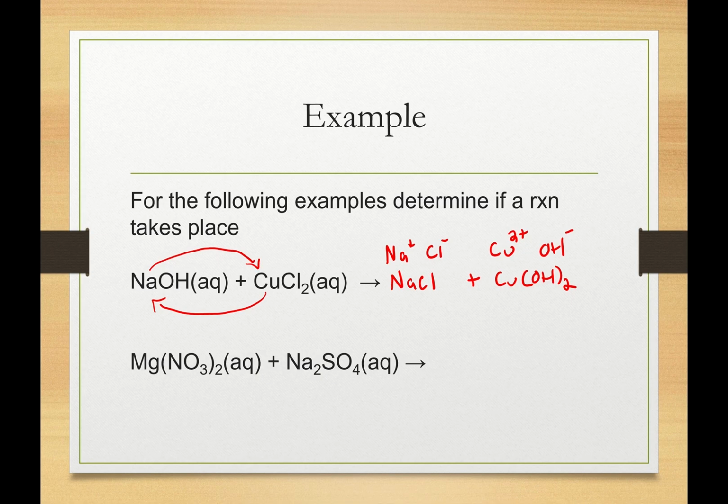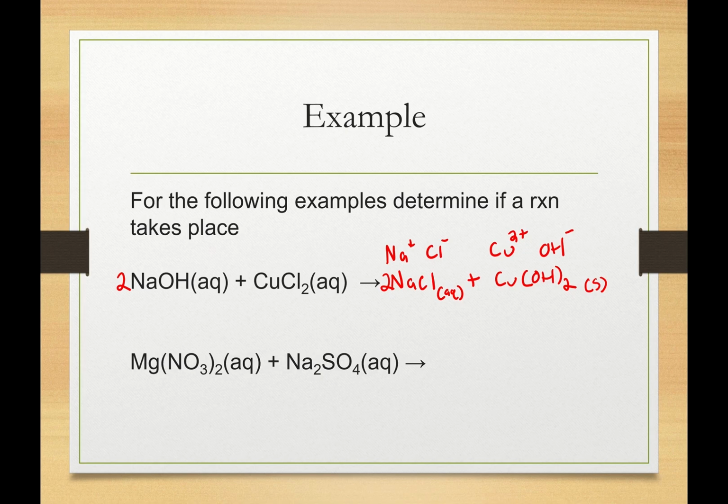Sodium chloride is a soluble compound, and so its state of matter in this reaction would be aqueous. Copper 2 hydroxide, however, forms a precipitate because it is not soluble in water. Since we have one non-aqueous product, this reaction does in fact take place. And now the last step is just to balance our equation. And now we have our full, complete double replacement reaction.